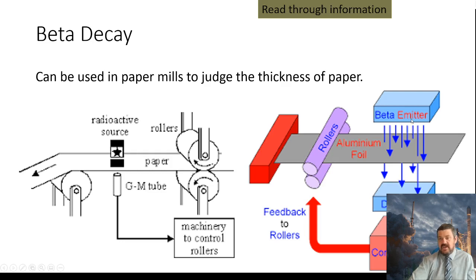If it detects too much beta decay, well then the rollers will open up a little bit to make the aluminium thicker. And it's the same kind of process on the paper. You can control the thickness of the paper by using a radioactive source and a detector. The amount of radiation will dictate how wide or close together these rollers are, which controls the thickness of the paper.